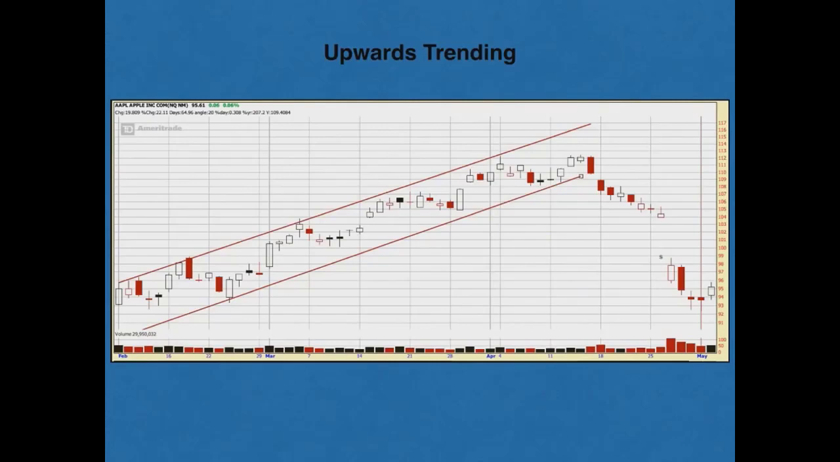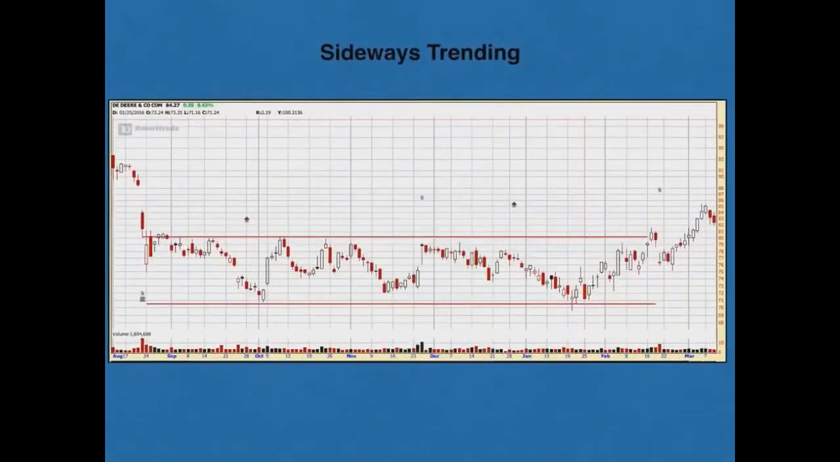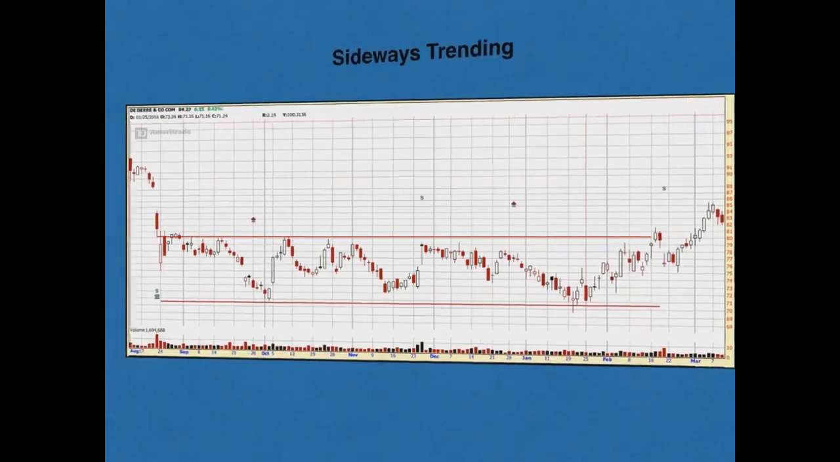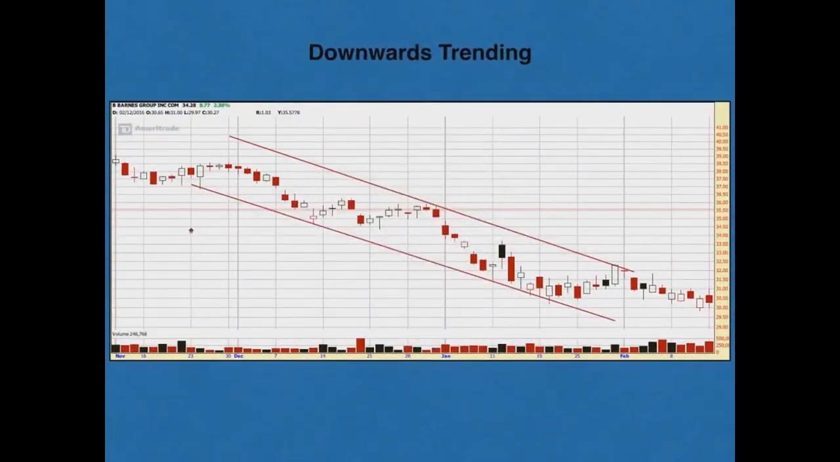The next trend to look out for is the sideways trend. This is probably the easiest trend to recognize. As you can see, a sideways trending stock bounces off a horizontal price support and hits a horizontal resistance level or ceiling. The stock is not able to break through the floor or ceiling, causing the stock to channel sideways. Lastly, let's take a look at an example of a downwards trending stock.